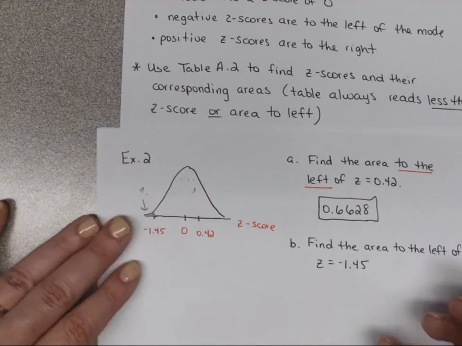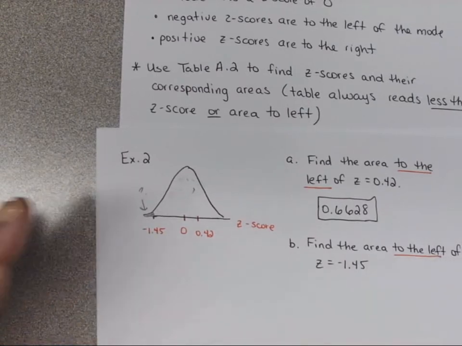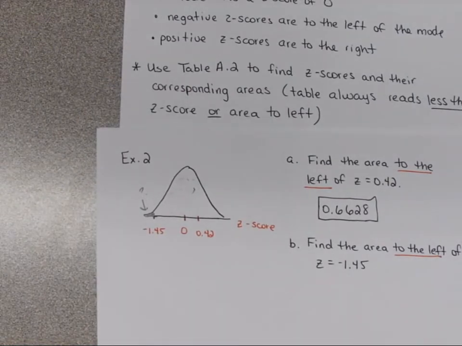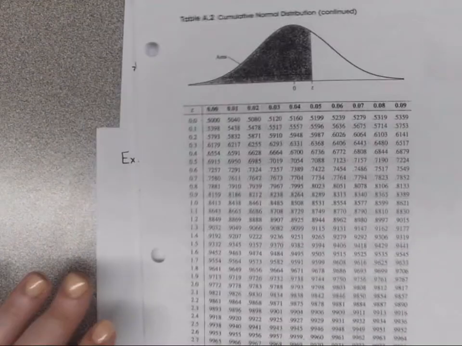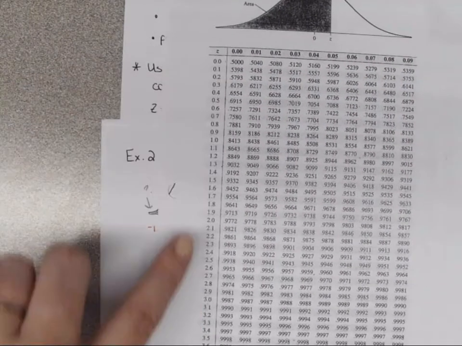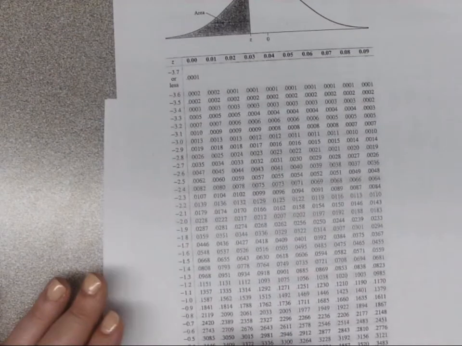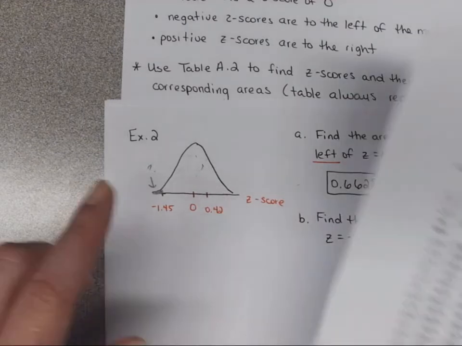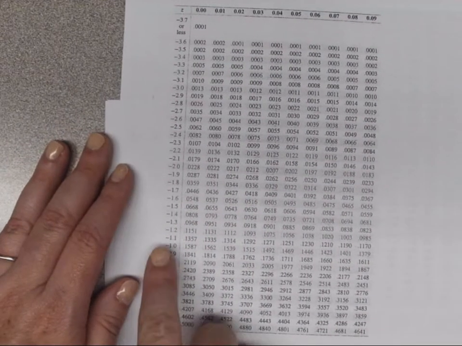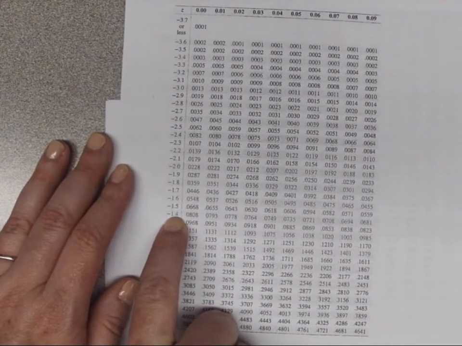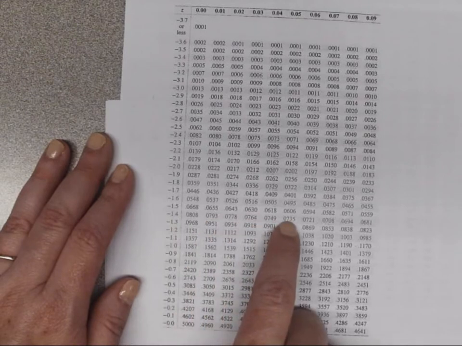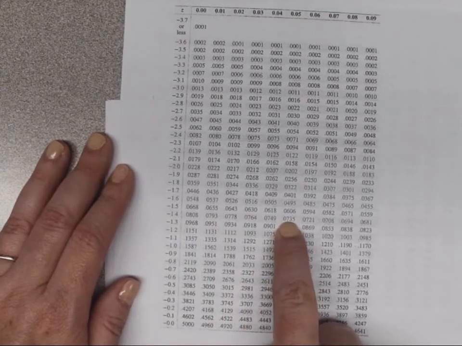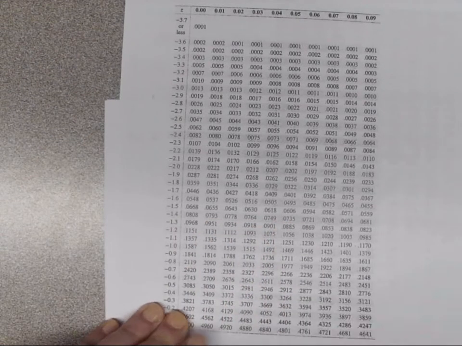Okay. It is important that it says to the left because the chart always reads to the left. Okay, so what we're going to do is flip the chart over, because notice on this side of the chart, the front part, all the z-scores are positive. If you flip it over, the z-scores are negative, right? So remember our z-score was negative 1.45. So we're going to find negative 1.4 first, which is here, okay, and then we're going to go over till we get to the 0.05, which is right here. So it's the value 0.0735.